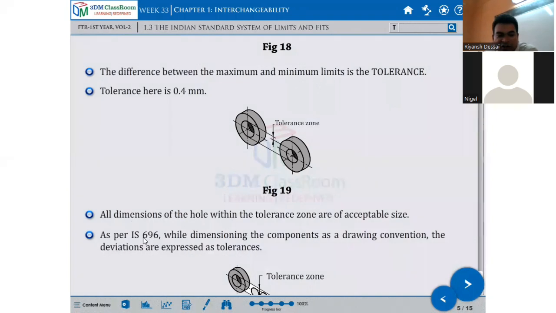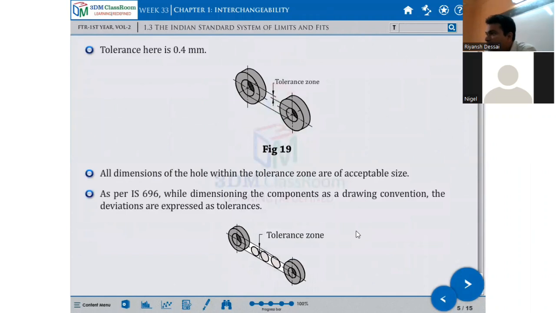As per the Indian Standard, while dimensioning a component in a drawing convention, the deviations are expressed as a tolerance. In the drawing, with the deviation plus or minus, we are expressing the tolerance. And you have to produce the product accordingly with respect to the tolerance. Is it clear? Not acceptable.